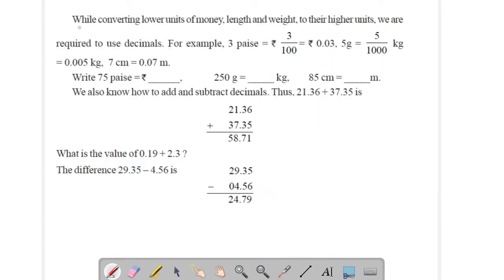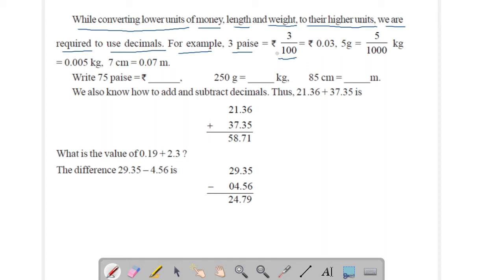253.417. While converting lower units of money, length and weight to their higher units, we are required to use decimals. For example, 3 paise can be written in rupees as 3 upon 100. Why? Because in 1 rupee there are 100 paise.